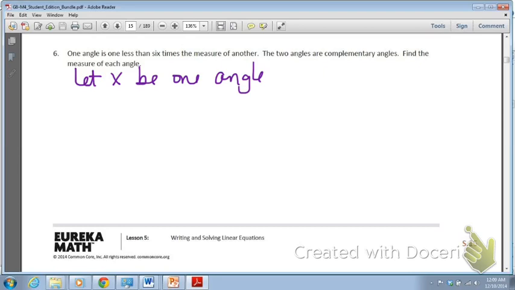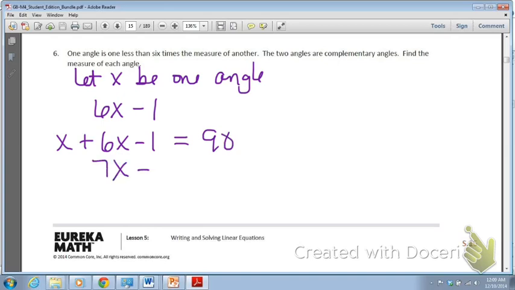And one angle is 1 less than 6 times the measure of another. So the other angle will be 1 less than 6 times, 6x minus 1. 1 less than 6 times the measure. Okay? So one angle is x, the other is going to be 6x minus 1. The two angles are complementary angles, so if they're complementary, let's add them together. X plus 6x minus 1 is equal to 90.